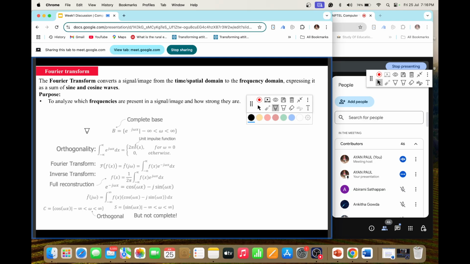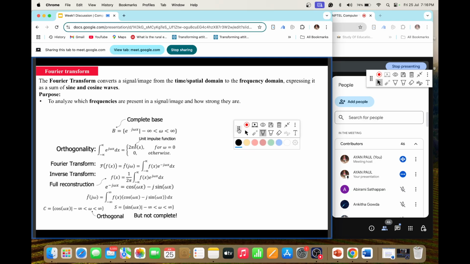Now Fourier transform, again, Fourier transform is a type of this transform only. It converts the signal or image from the spatial domain to the frequency domain, expressing it as a sum of sine and cosine waves. This is important. Now the basis we are selecting here is sine as well as cosine.